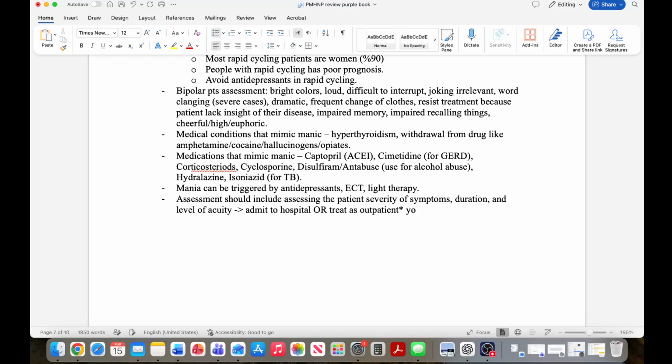So you have to hospitalize when there is a safety concern. Safety is everything in psych. Also to ensure adherence to medications and to rapidly stabilize on medications. That makes sense, okay? If it's not acute, they can be treated in the community. That's fine. All right, now treatment.